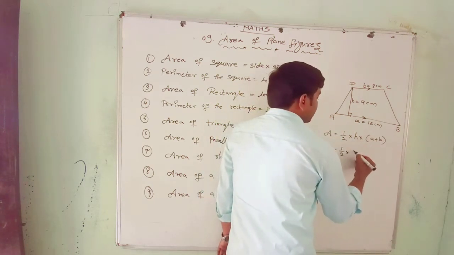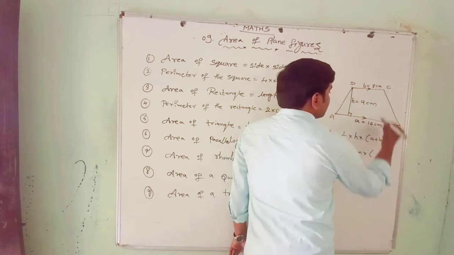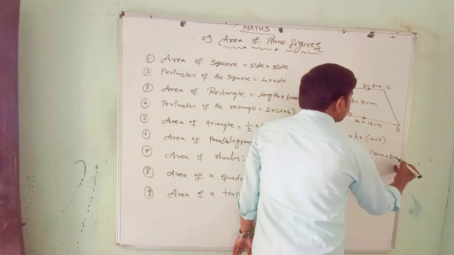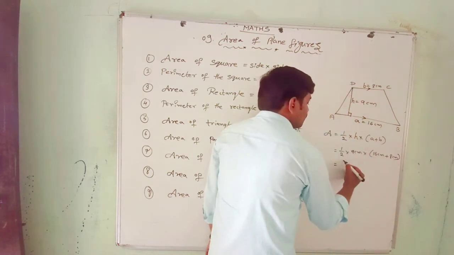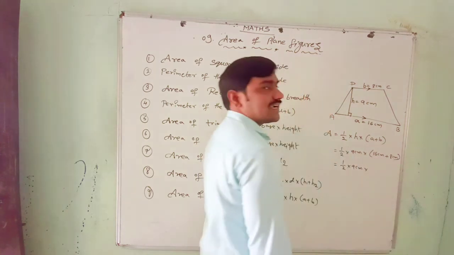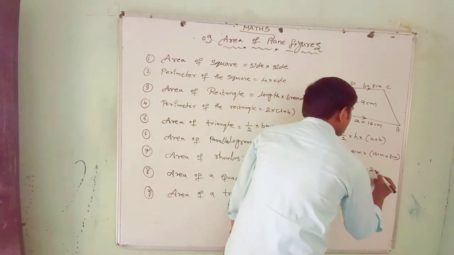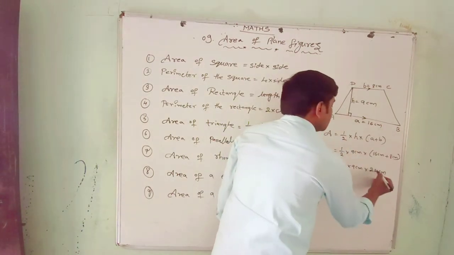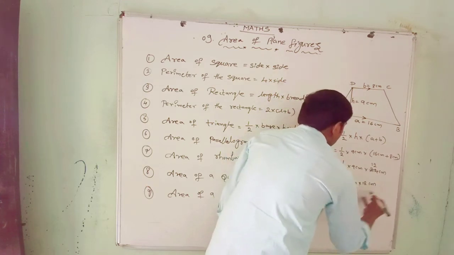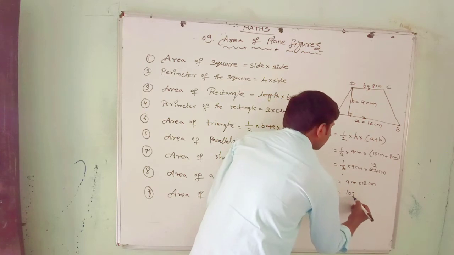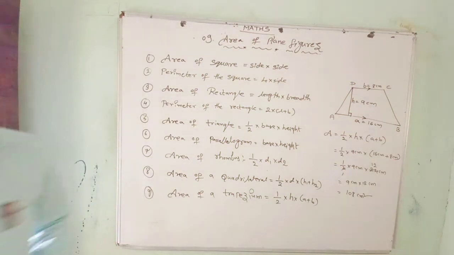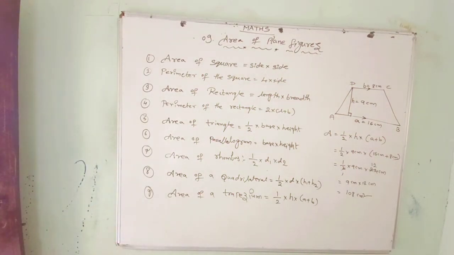1 by 2 into height, that is 9 centimeter, into sum of its parallel sides, that is 16 centimeter plus 8 centimeter. So 1 by 2 into 9 centimeter into 16 plus 8, that is 24 centimeter. 2 12s are 24, so we got 9 centimeter into 12 centimeter. 12 9s are 108 centimeter square. Now this is the area of the trapezium.